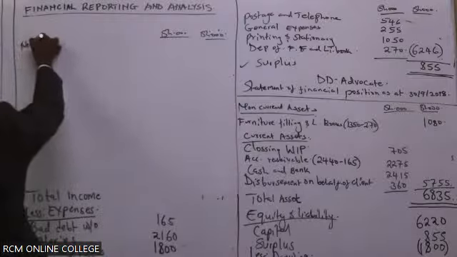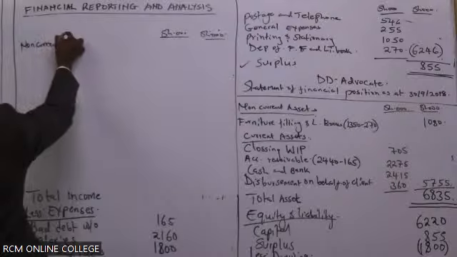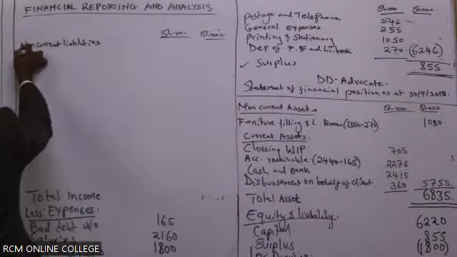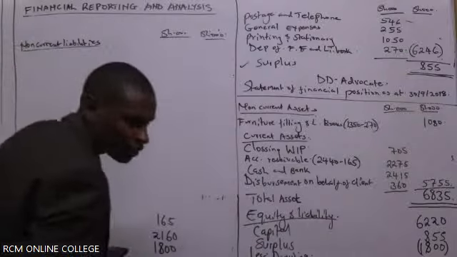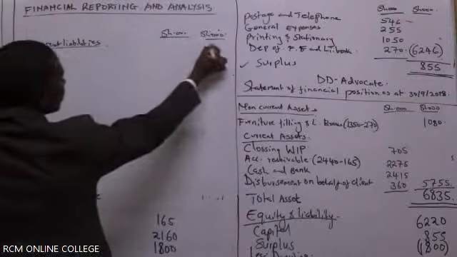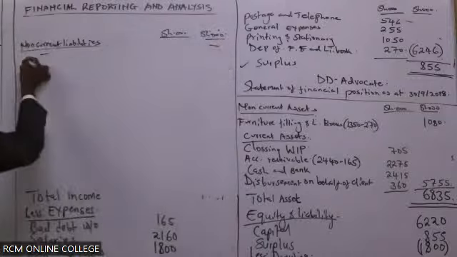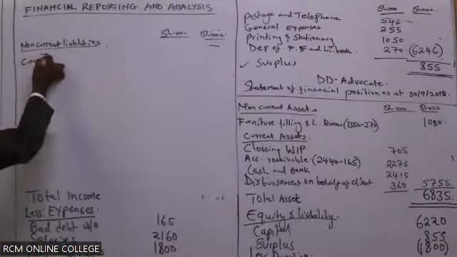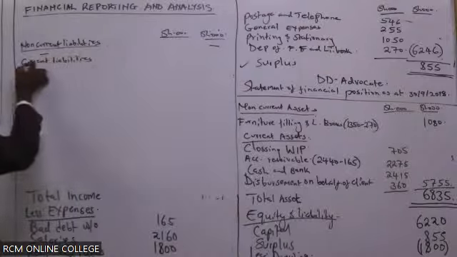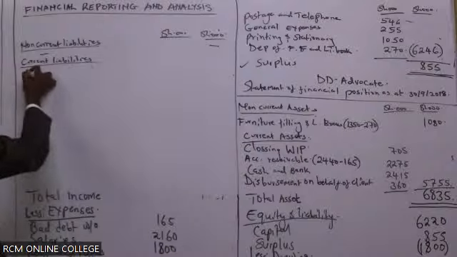Do we have non-current liabilities? Do we really have non-current liabilities? Nope. So we don't, in this case. But we have current liabilities, like the account payable here.